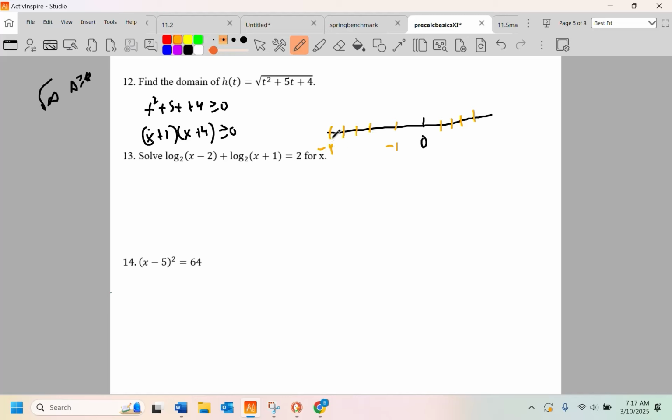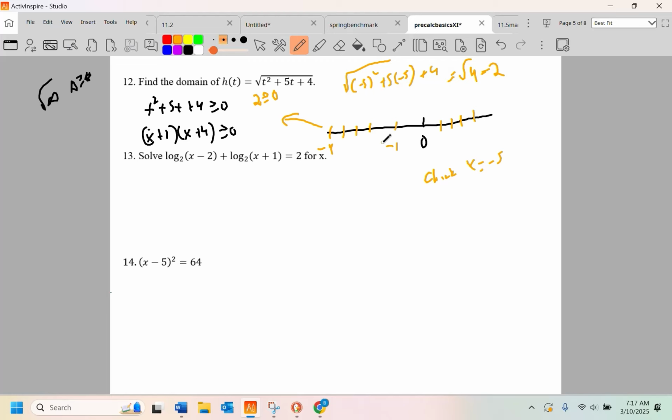So there's me a number line. What I want to do is I want to check left, middle, right. So I'm going to check x equals negative 5. Plug in a negative 5. Let's see what happens. I'm going to have 25 minus 25 plus 4. I'm going to have square root of 4, which is 2. Now, is 2 greater than or equal to 0? You bet your butt it is. So this stuff is valid.